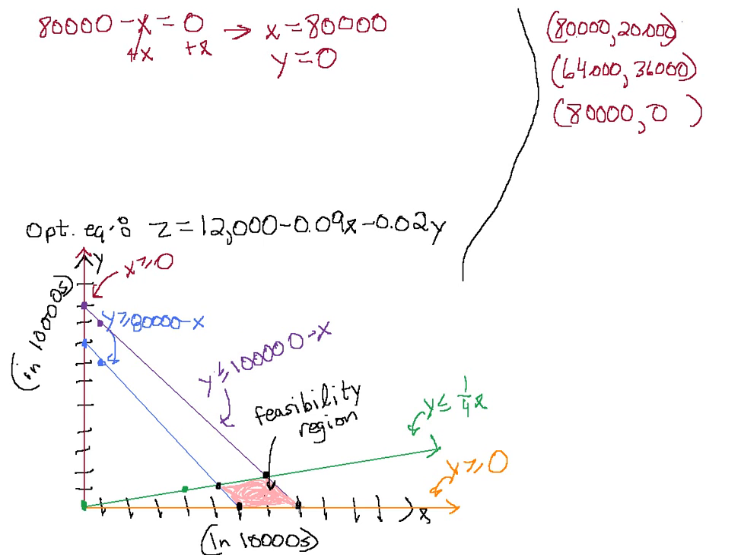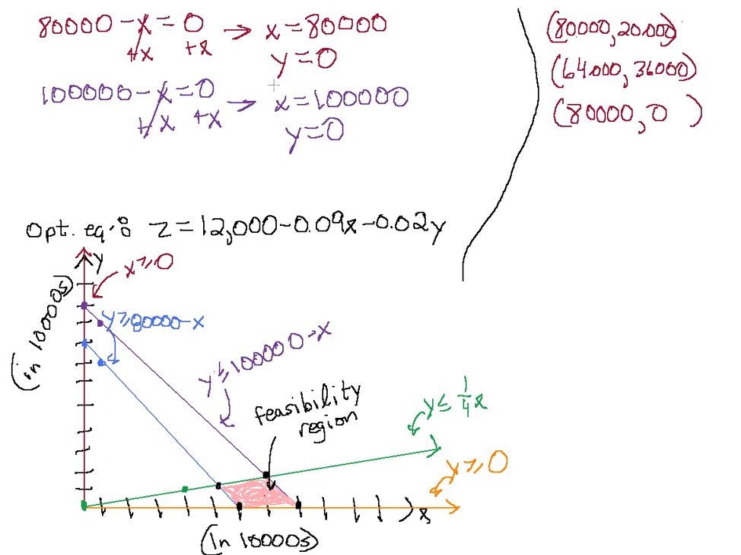We have this intersection point to check, which is the purple line and whatever color this line is. So we have the equation 100,000 minus x is equal to 0. And this one's pretty simple too. So we add x to both sides, and we get x is equal to 100,000. And y is always going to be equal to 0 in this case. All right, so we have the solution point of 100,000 and 0.